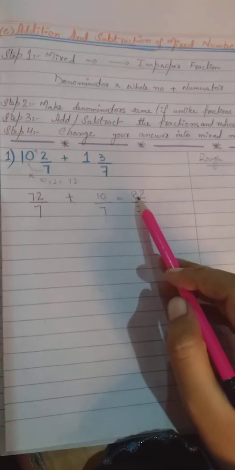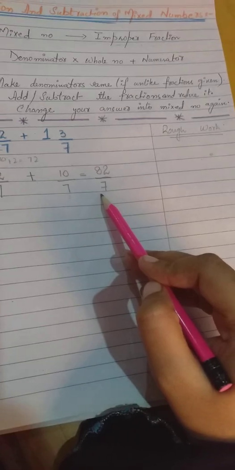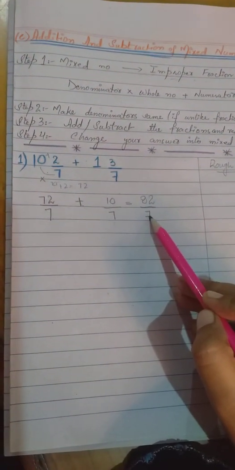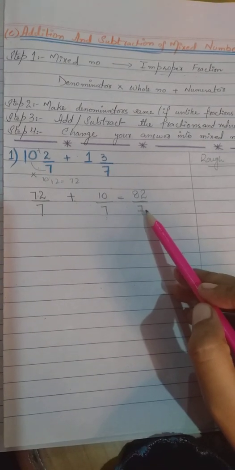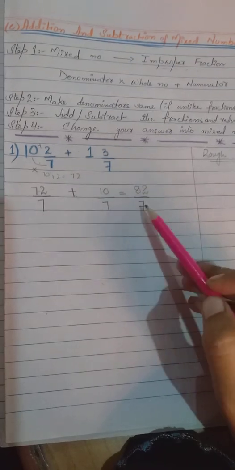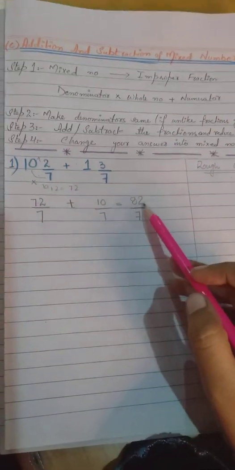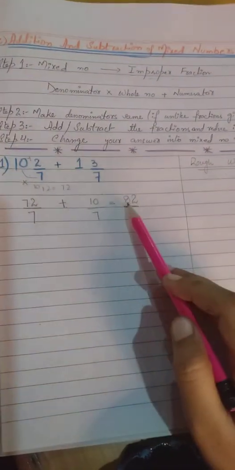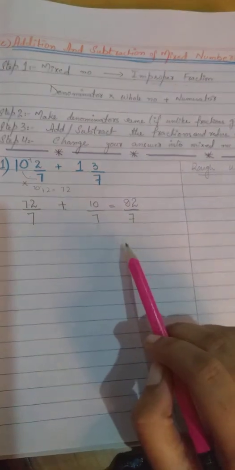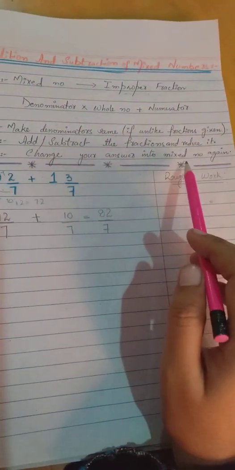Now we will check whether it can be converted into the lowest term. So students, it cannot be reduced because 7 is a prime number and 7 only comes in its own table, but 82 does not come in the table of 7. So 82 and 7 do not share any common table. It means it cannot be further reduced, but as it is an improper fraction, we can convert it into a mixed number, and of course according to step 4, we have to change our answer into a mixed number.